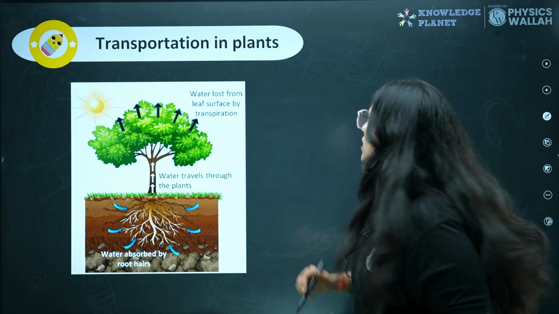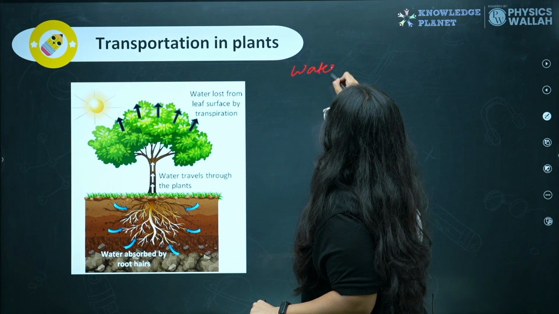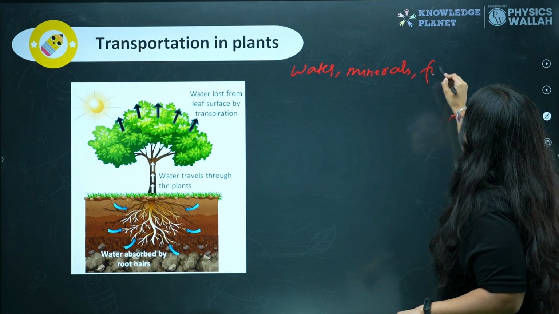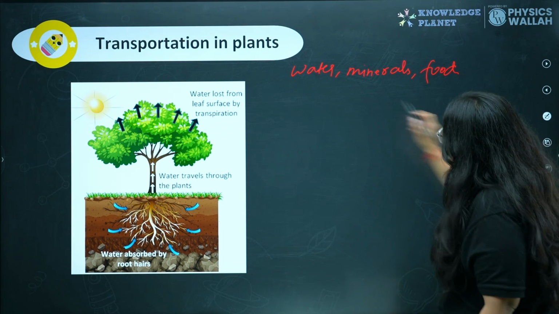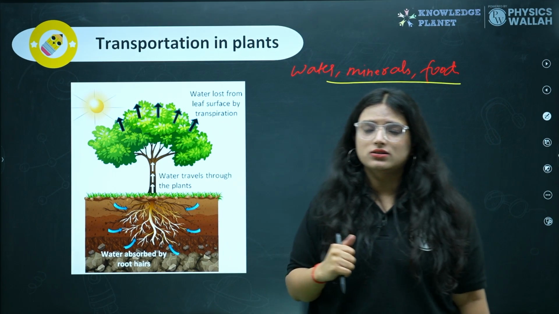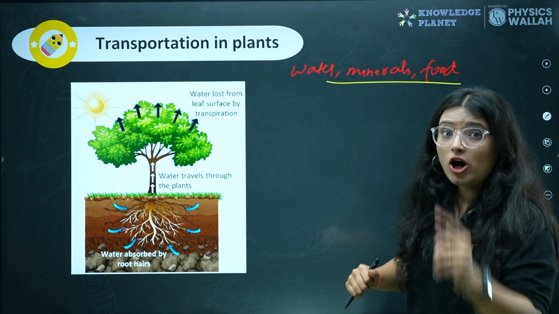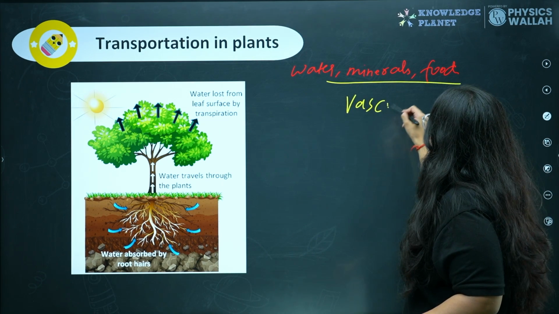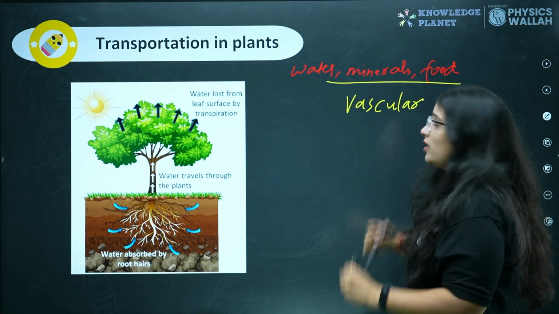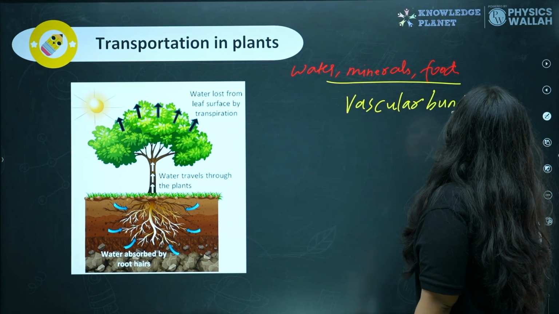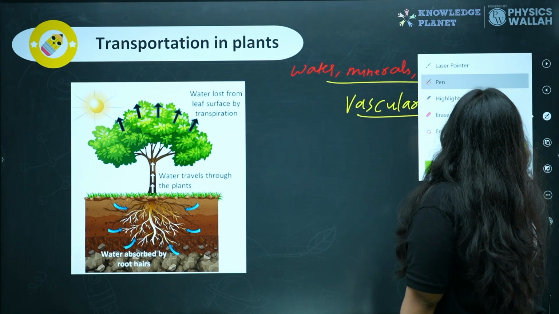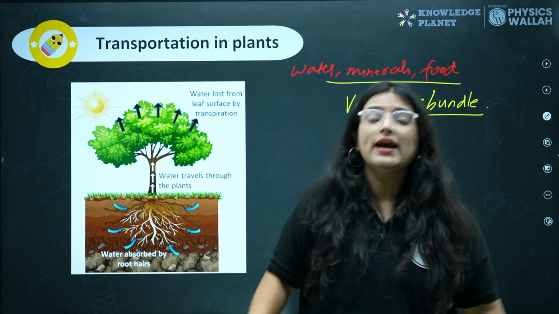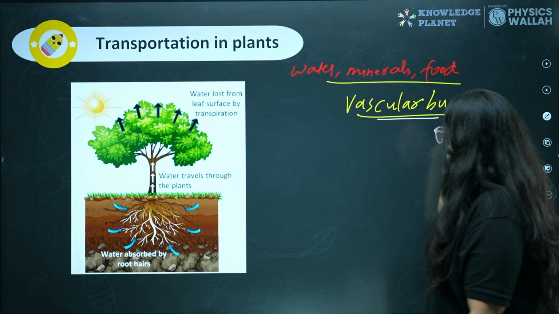Plants also need water. They also need minerals and organic substances like food. So how are these substances transported in plants? For that, they have specialized tissues, and these tissues together form vascular bundles. The vascular bundles are tissues that help in the transportation of water, minerals and food in plants.